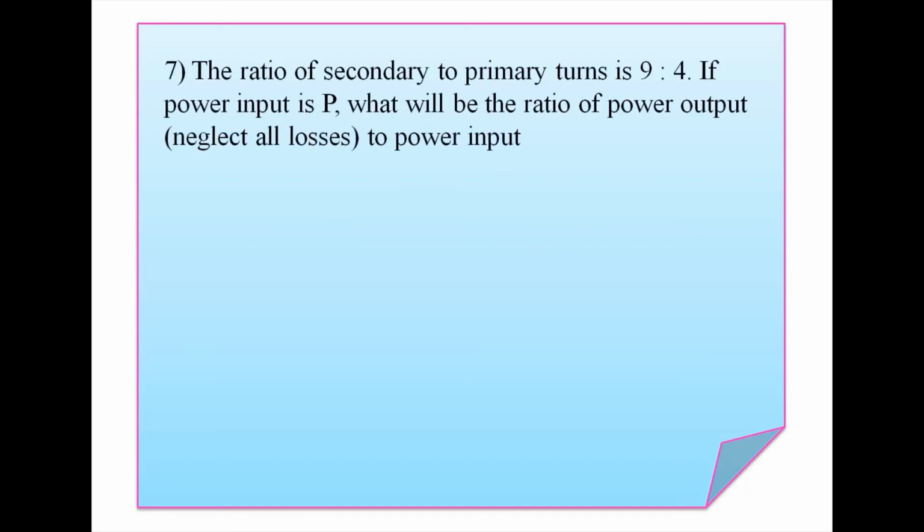The ratio of secondary to primary turns is 9:4. If the power input is capital P, what will be the ratio of power output to power input? Given condition is to neglect all losses. Let's see the options. Option A is 4:9. Option B is 9:4. Option C is 5:4. And option D is 1:1.